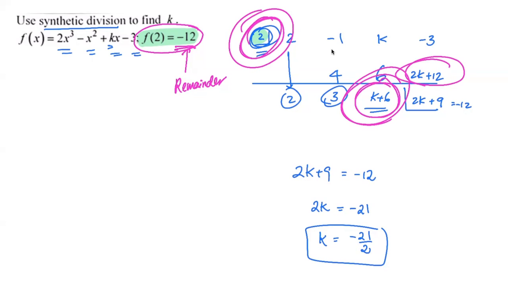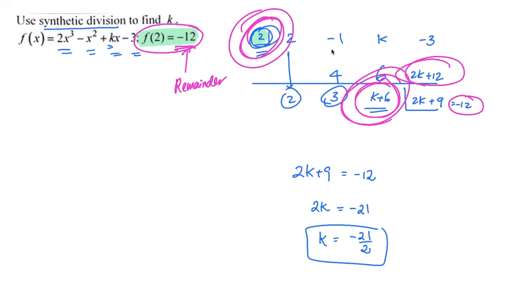So just being consistent. Being consistent alone is going to be very, very influential and very beneficial. Okay. So if you know that the remainder would have a value of negative 12, then you know that whatever you get at the very end, you set it equal to negative 12, and then you just solve for K.